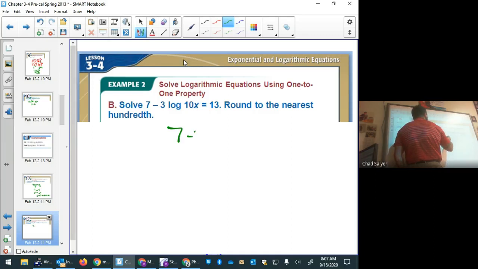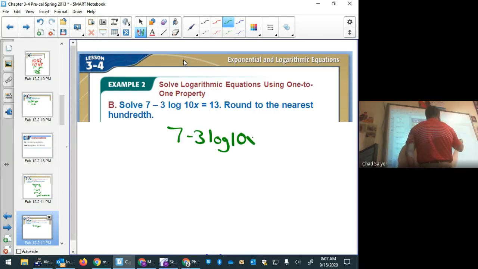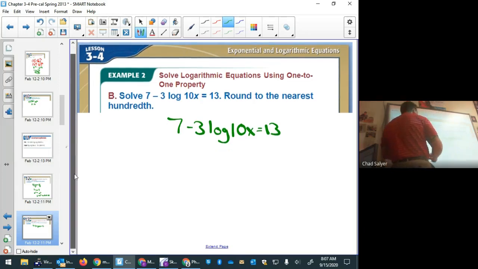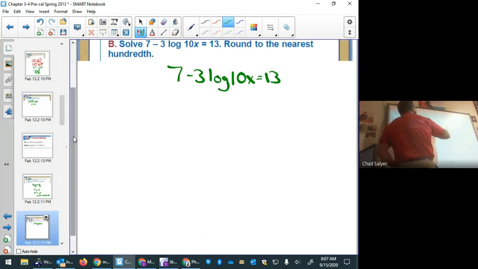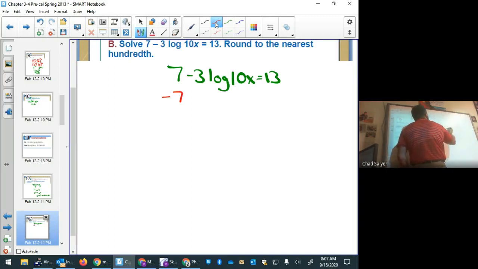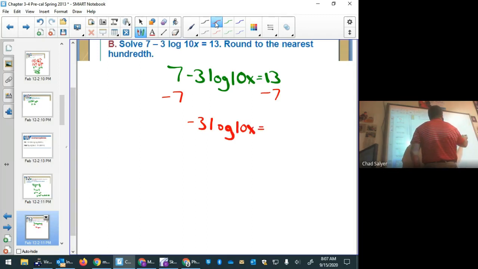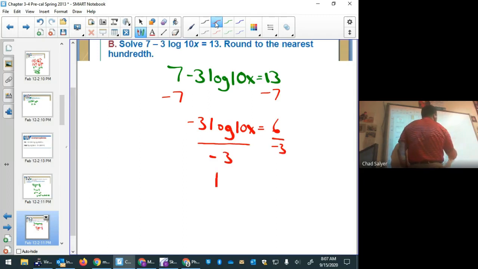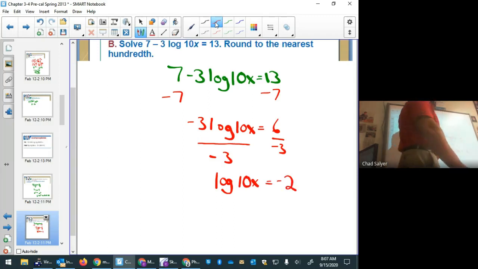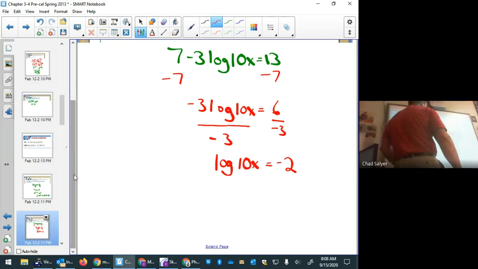All right, 7 minus 3 times the log of 10x equals 13. Just going to do some pretty standard algebra here. So I'm going to subtract 7, and I get negative 3 times the log of 10x equals 6. I'm going to divide away negative 3. So I get the log of 10x equals negative 2. Now don't get it twisted. The logarithm may not accept a negative value as its input, but a negative value for the output is just fine. So you remember we studied a lot of logarithms that had a negative output, so this is perfectly okay.